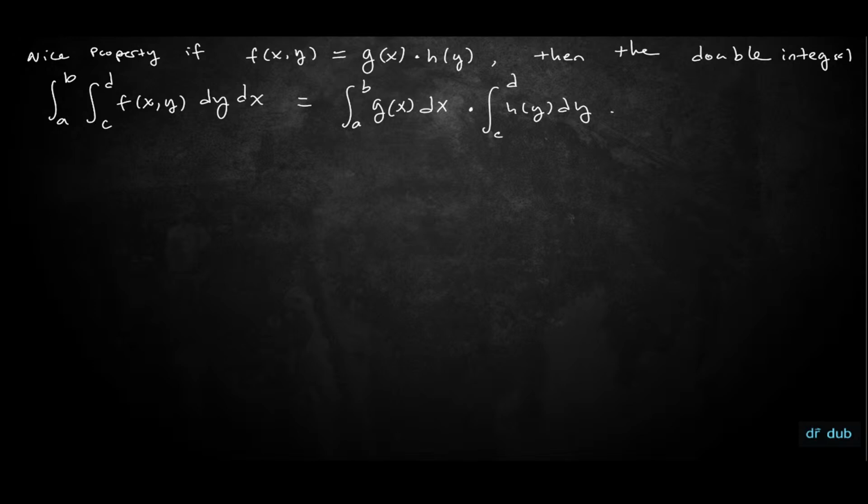For example, just an easy example first. So this easy example is a double integral over a rectangle R of sine x cosine y dA, where R is equal to the interval 0 to pi over 2, Cartesian product with the interval 0 to pi over 2.